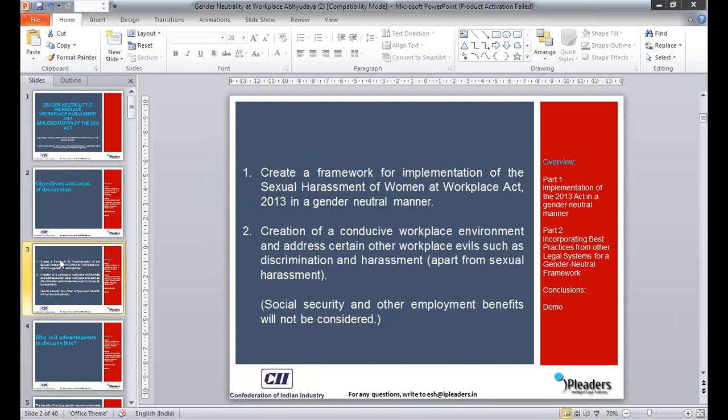The second aspect we are going to discuss is how a conducive workplace environment can be created so that, apart from sexual harassment, other workplace evils such as discrimination and harassment are also tackled. So harassment which is not sexual harassment, we're talking about that kind of harassment. We will discuss UK and US laws very briefly to understand the meaning of discrimination, the meaning of harassment, and how employees in these countries are protected against these evils. We will not consider social security or other employment related benefits that are either governed under law or may be created on a voluntary basis by organizations.